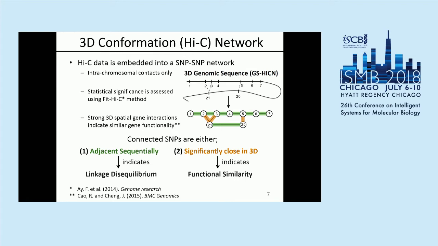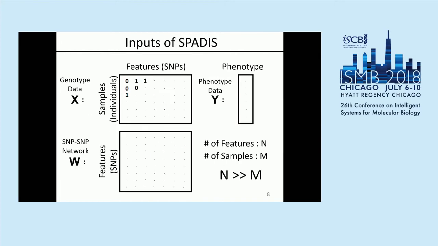So the connections of the SNPs that are adjacent sequentially contain information regarding linkage disequilibrium, while the connections for the close SNPs in 3D contain information regarding biological function similarity. And with SPADIS, we exploit this information to acquire a complementary SNP subset. Now let's look at how SPADIS operates.